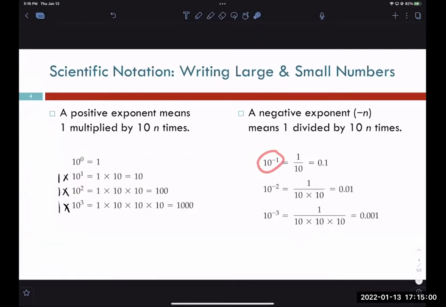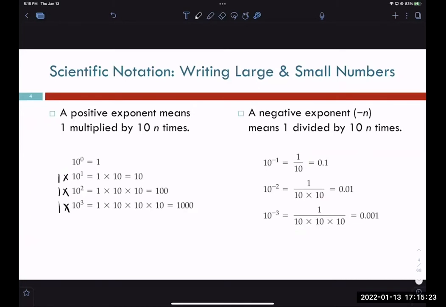When you have a negative exponent, it means that you're not multiplying by 10, but dividing by 10. So 10 raised to the negative 1 is 1 divided by 10. 10 raised to the negative 2 is 1 divided by 10 times 10. So there are 2 10s in the denominator on the bottom of that equation.